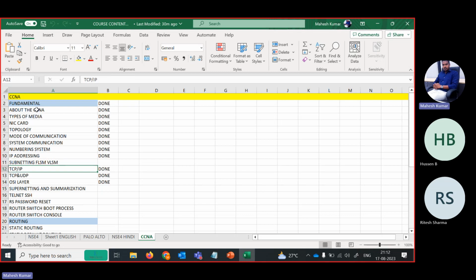Before that, we also completed TCP/IP, TCP, UDP, and the OSI layer.